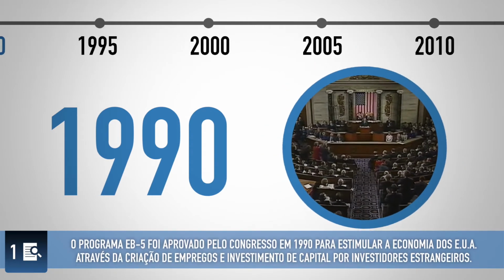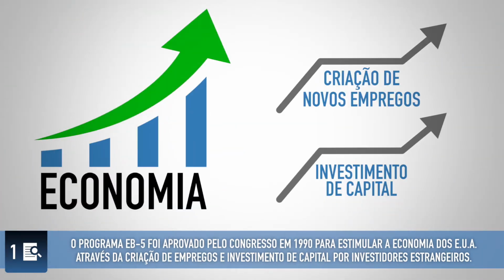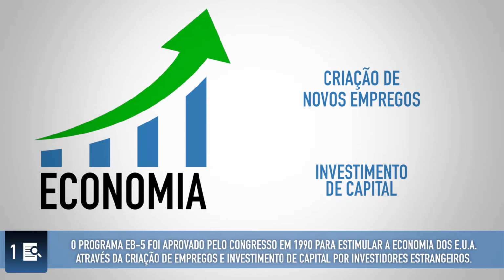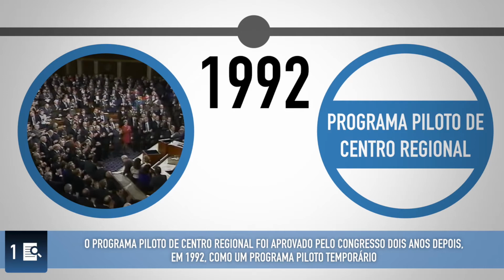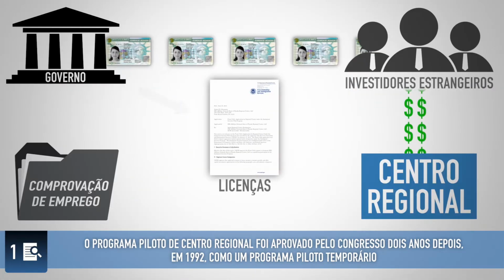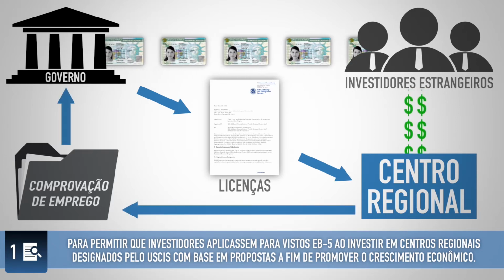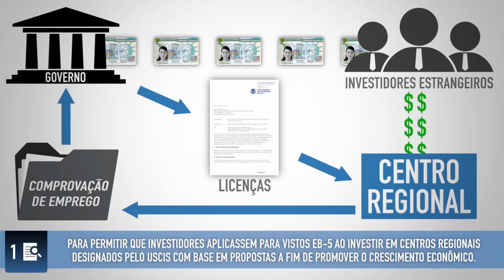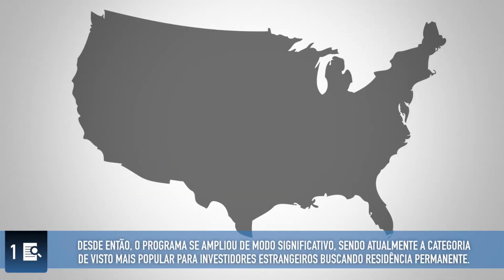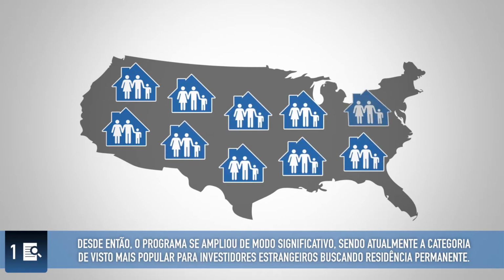government. The EB5 program was enacted by Congress in 1990 to stimulate the U.S. economy through job creation and capital investment by foreign investors. The Regional Center Pilot Program was enacted by Congress 2 years later, in 1992, as a temporary pilot program to allow investors to qualify for EB5 visas by investing through regional centers designated by the USCIS based on proposals for promoting economic growth. Since then, the program has expanded significantly and is now the most popular visa category for foreign investors seeking expedited permanent residency.